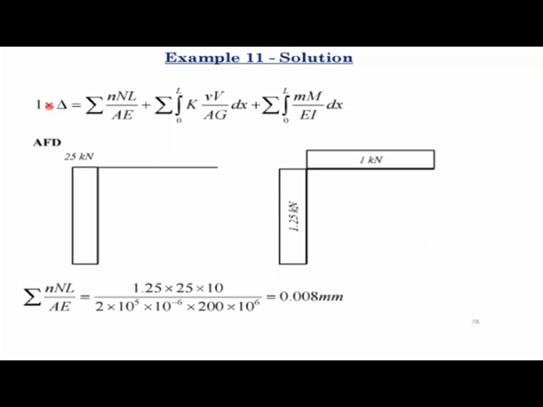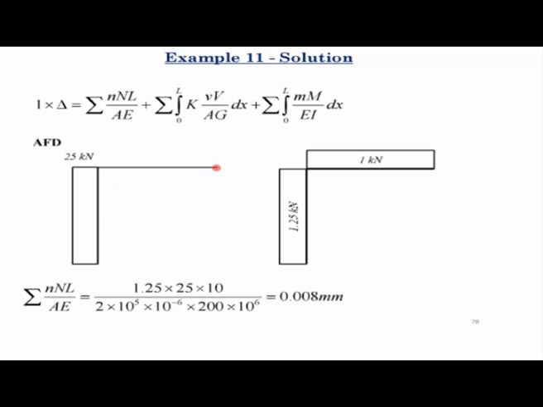So if you want to calculate the total deformation considering axial, shear and bending deformations, you have to use the formula where small n is the axial force in the member due to the virtual load, capital N is the actual force in the member due to the actual loads, L is the length of the member, and A is the cross-sectional area, E is the modulus of elasticity. Now these are the two axial force diagrams.